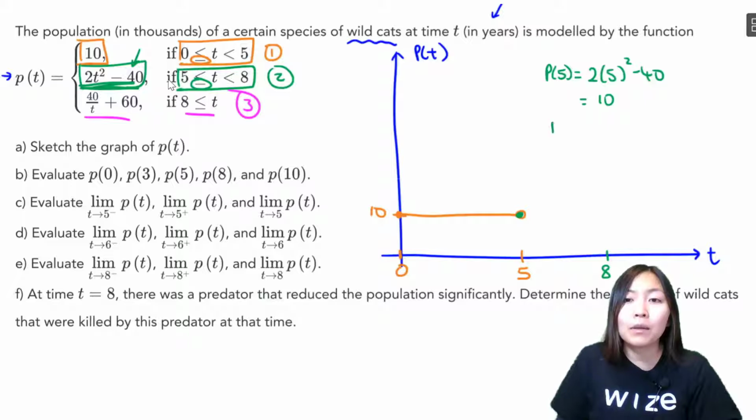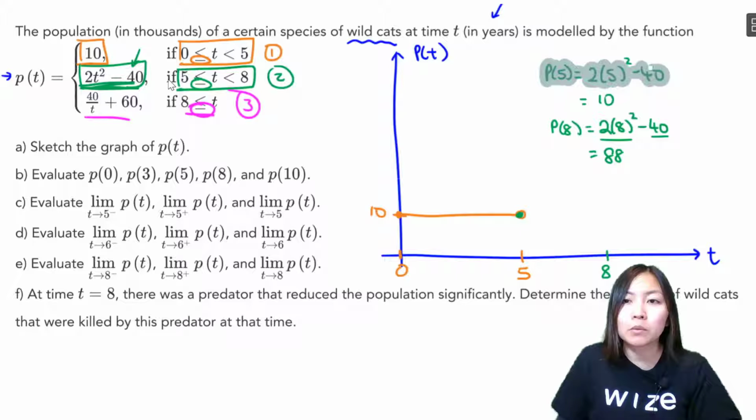Now let's figure out what happens at t equals 8. Using my second piece function, I have the quadratic 2t squared minus 40. This is going to give me 2 times 64, which is 128, minus 40, that's going to give me 88. So I know that near the value t equals 8, my population is going to be 88,000. Now notice that at t equals 8, that is included in this third piece here, so it's going to be an empty circle at 88.